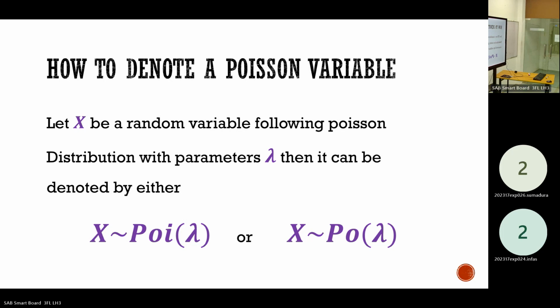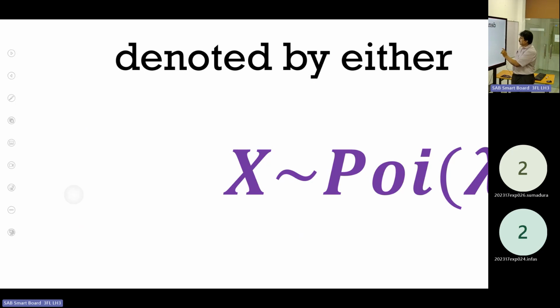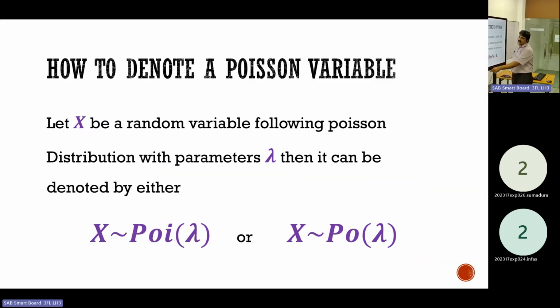Then it can be denoted by either, so there are two notations. X follows Poisson, so we can use the three letters POI and within brackets the parameter, only one parameter is there, so we can use that parameter. So either we can use the first three letters or we can use the first two letters, both are accepted. X follows PO lambda, right? So either POI lambda or PO lambda.